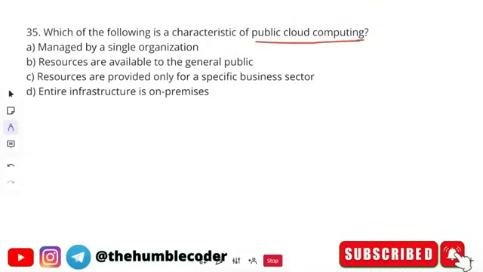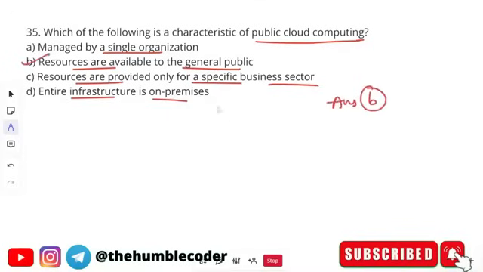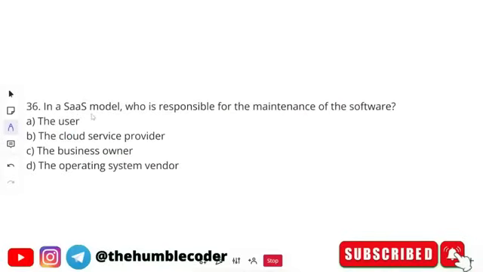Let's see the options that we have. First is managed by a single organization. Option B is resources are available to general public. Option C is resources are provided only for a specific business sector. And option D is entire infrastructure is on premise. So see guys, in this case the correct answer is going to be option number B, that is in case of public cloud computing, resources are available to general public. Okay, moving on to the next question.